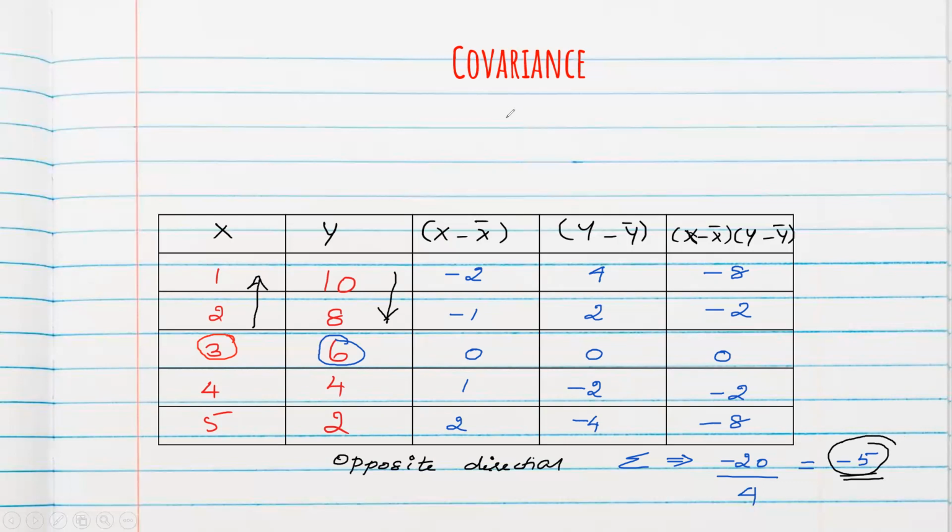So what can we conclude from covariance? If both x and y change in the same direction, then the covariance would be positive. If x and y are changing in the opposite direction, then we can say that covariance is negative. And what is the use of this number 5, this magnitude? Nothing. That is the reason we move towards correlation.